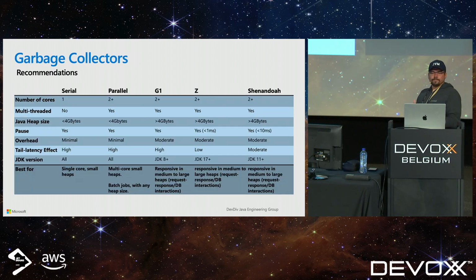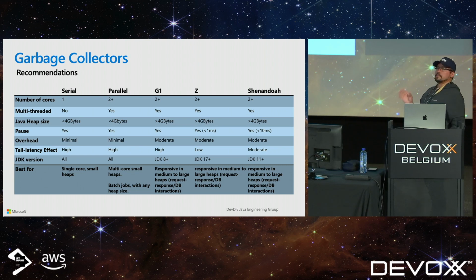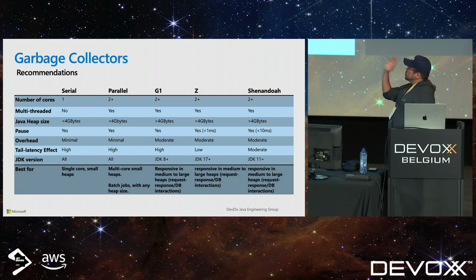Okay, so working with Monica Beckwith and Kirk and Martin and other folks on the Java engineering group, we came up with this table that shows roughly what garbage collector to be used, when, how much memory, how many CPUs, things like that, for what kind of workload. And what is the overhead for that garbage collector? Serial GC is pretty simple. It's for a computer environment with a single core. It's best for small heaps, which is no more than 4 gigabytes of RAM.